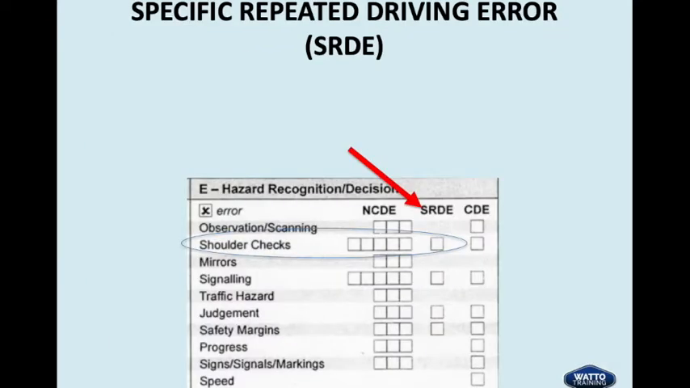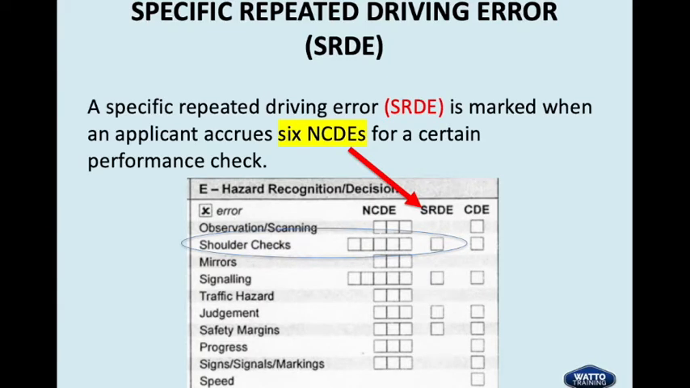Specific repeated driving errors, SRDEs. This is a specific repeated driving error which is marked when an applicant accrues 6 non-critical driving errors for a certain performance check. So for our car instructors, if you filled up all of those boxes in the NCDEs 1, 2, 3, 4, 5, once the student got their 6th, SRDE, they would be unsuccessful in the driving assessment.